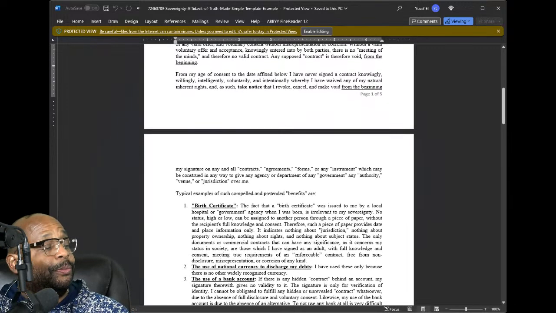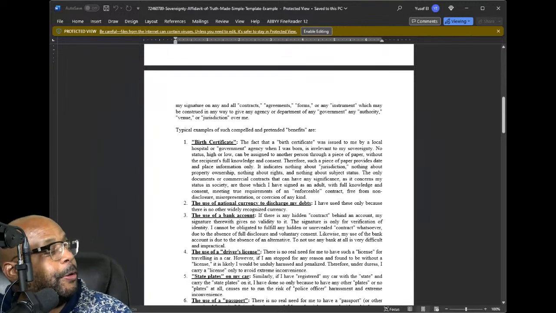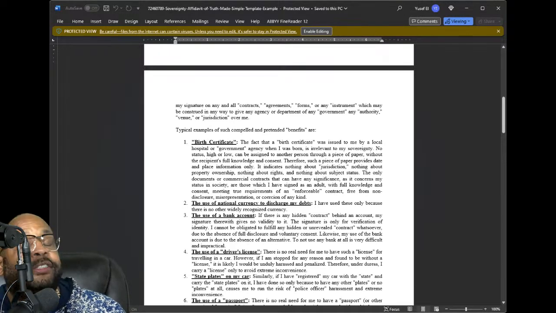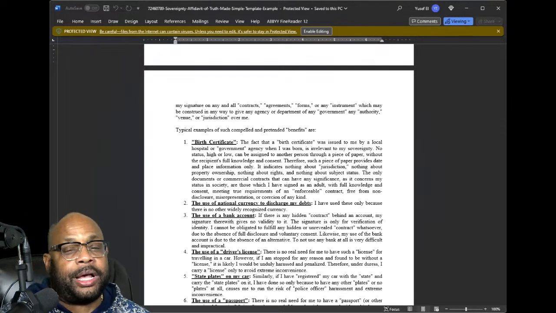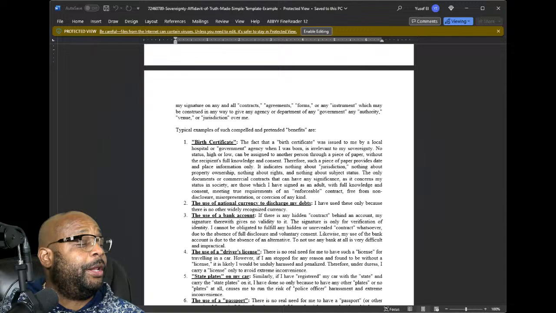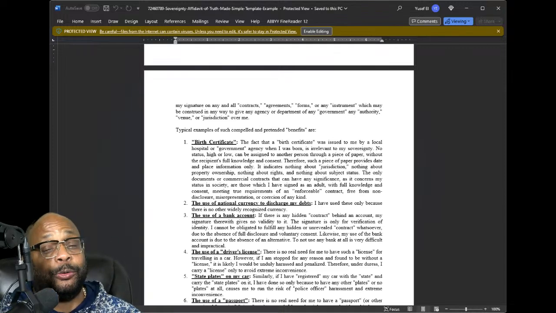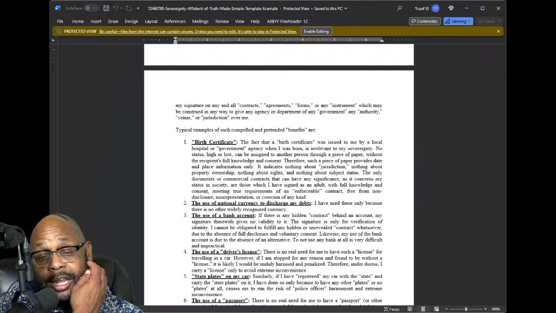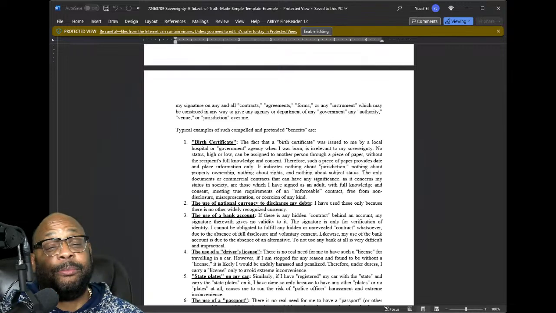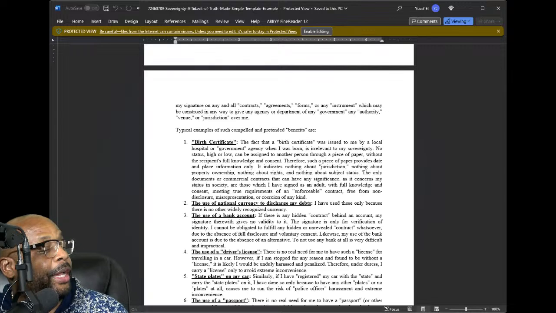That was beautiful. That was beautifully written. Typical examples of such compelled and pretended benefits are, and this is when we get into each of the minimum contacts. This is why I like this document. Now, this document can be improved upon. It really can be. You know, all these documents on the internet are really like open source. Now, I wouldn't mess with that judge's letter. That was a badass letter. But unless you feel like you got some knowledge which you think you can add to it, go ahead.